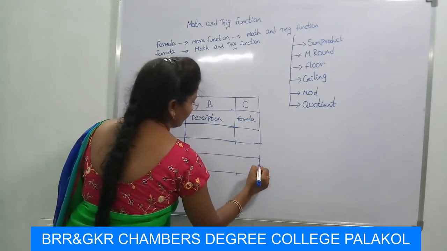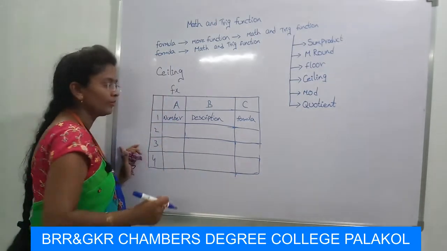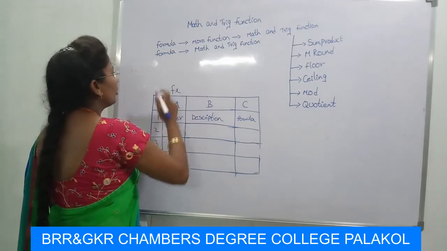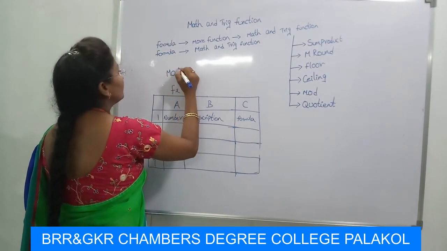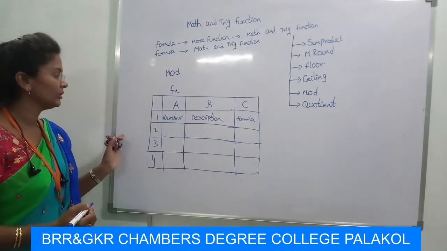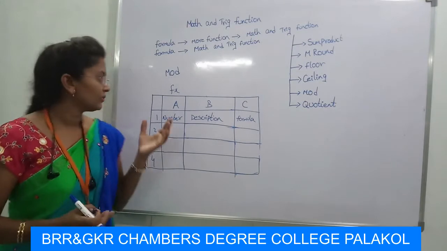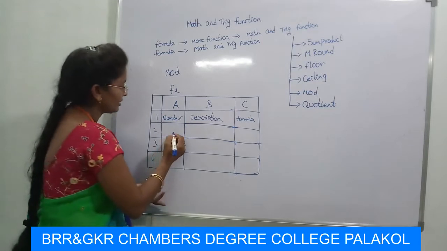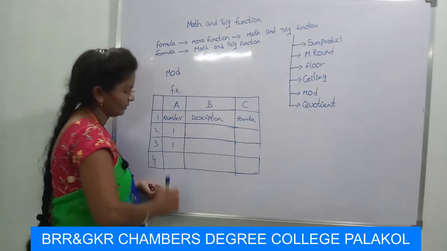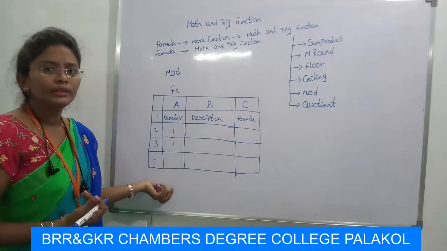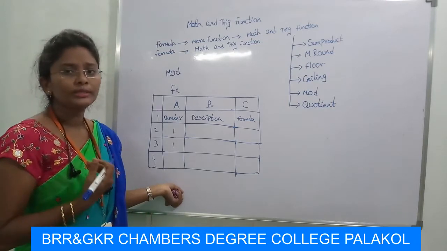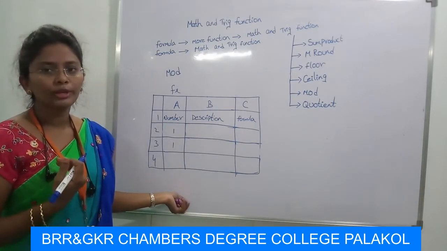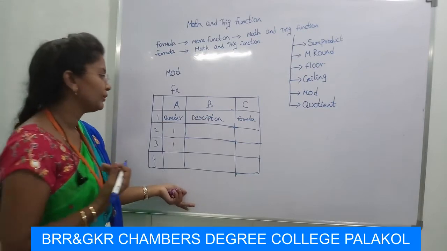And again I have to take numbers in the function, and this function name is mod function. In this function, I have to enter some numbers here. Here I am entering the numbers as 3 and 2. But the remainder of this has to be presented in the description. The description is remainder of 3 by 2 and remainder of 3 by minus 2.